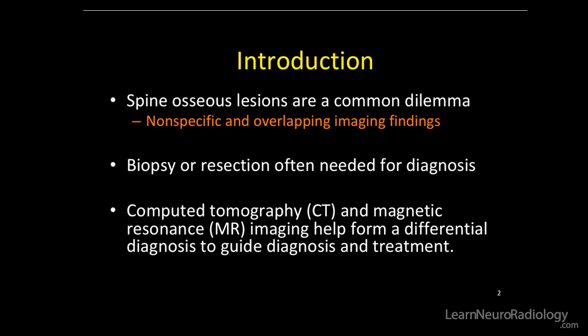Spine osseous lesions are a common dilemma in neuroradiology practice. They often have nonspecific and overlapping imaging findings. Biopsy or resection is often needed for a definitive diagnosis, and CT and MRI imaging help form a differential diagnosis to guide our treatment and management of these patients. One of the goals of this talk is not to arrive at a perfect diagnosis every time, but to narrow our focus to give the clinicians a better idea of how to manage these patients.